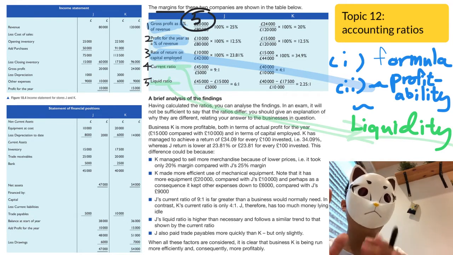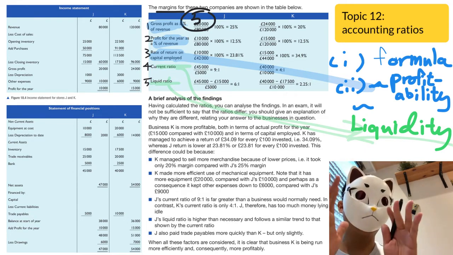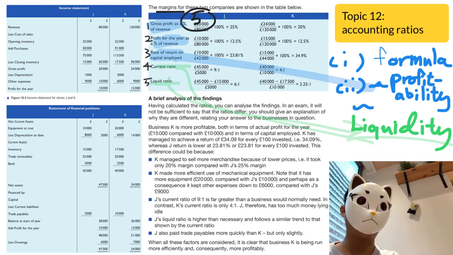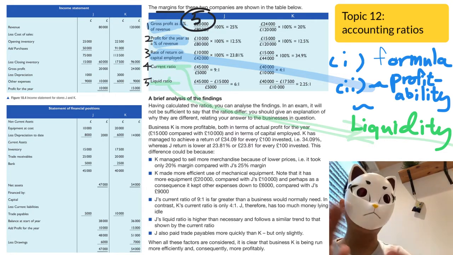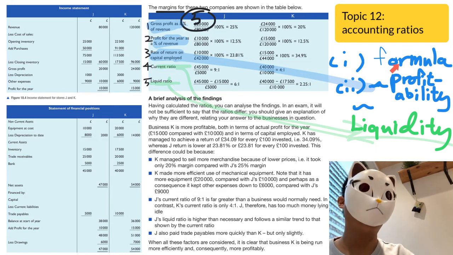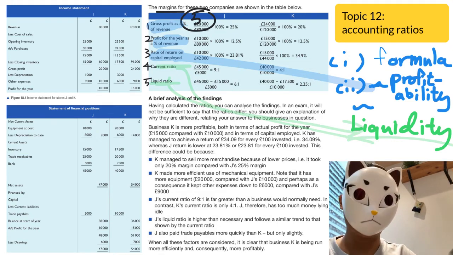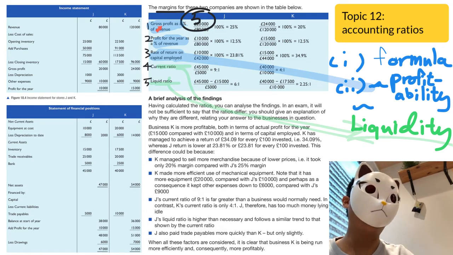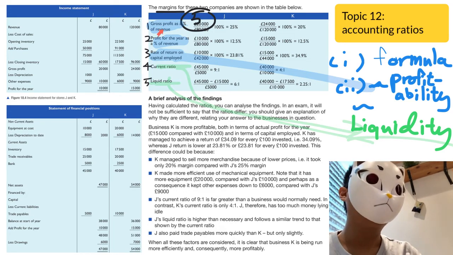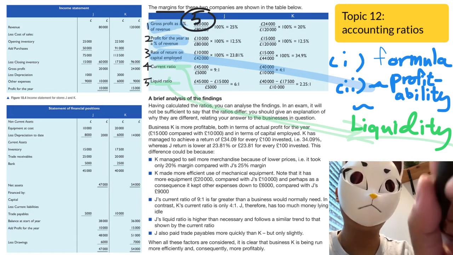So right now we will take a look at what we need to do in this topic. First of all, we have to understand all the formulas. I will go through them one by one. First, the gross profit as a percentage of revenue. The formula will be very easy.